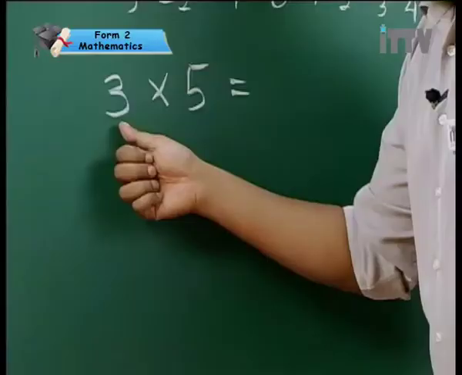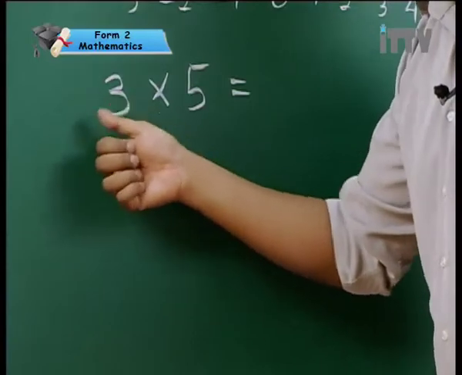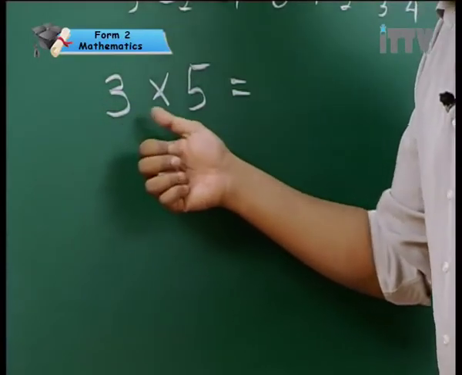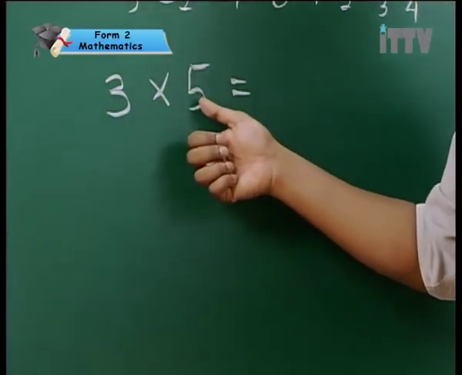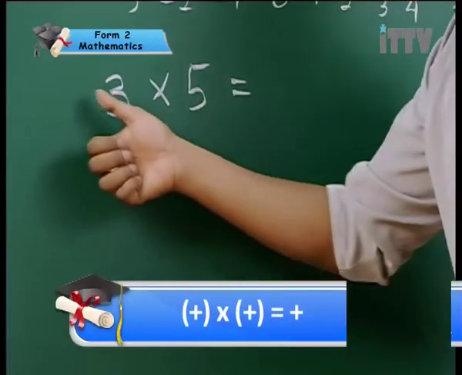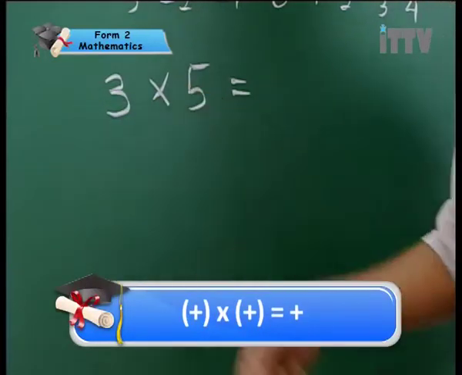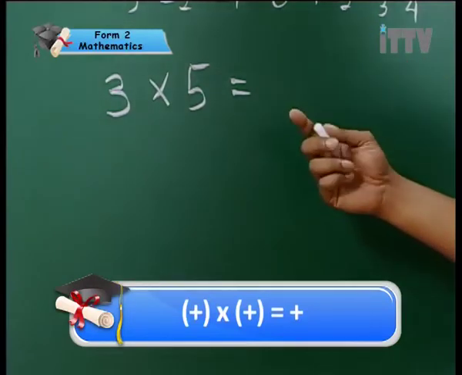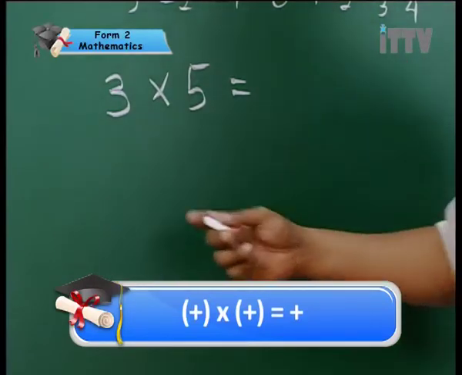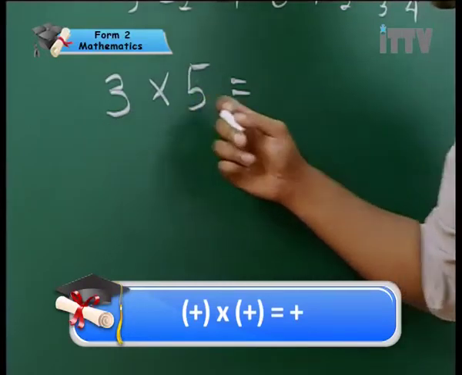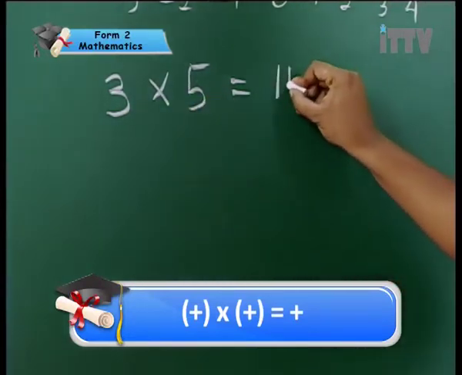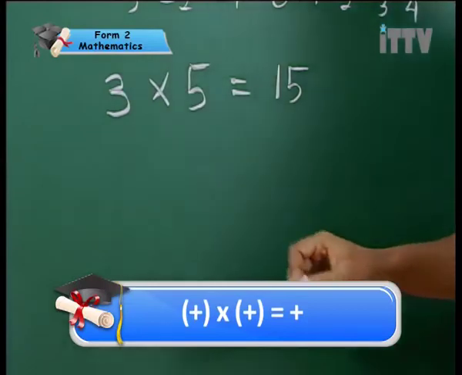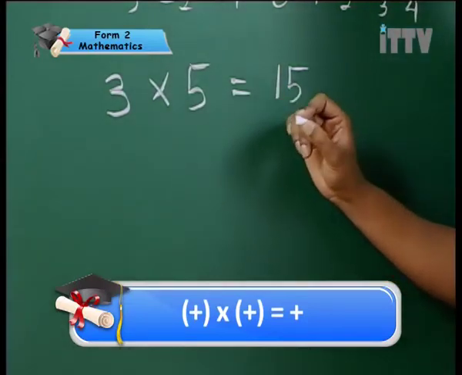This integer is positive because there is no sign attached to it, therefore it is positive, and it is multiplied with another positive integer. So now positive times positive will give rise to another positive integer. But since it's positive, I do not have to write the sign down. Now what about the integer? 3 times 5 will give rise to the answer 15. Therefore, the answer is actually positive 15.